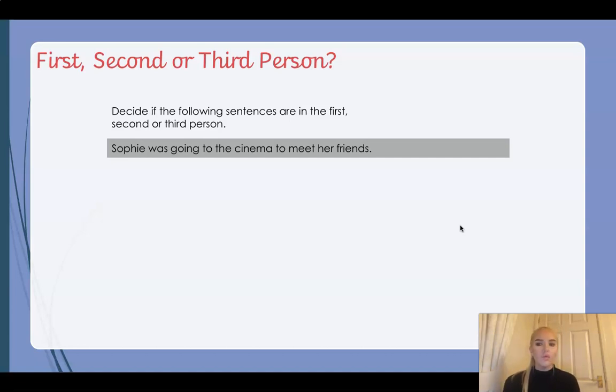I'm thinking first of all, what pronouns can I see here? Well, I can see a name, Sophie. That's one of my pronouns. I can see another pronoun here, her. When I am using the pronoun her, am I writing in first, second, or third person? Well, I know that in first person it's I, my. Second person is your, yours, or you. And third person is her, he, she, their. So this is written in third person.